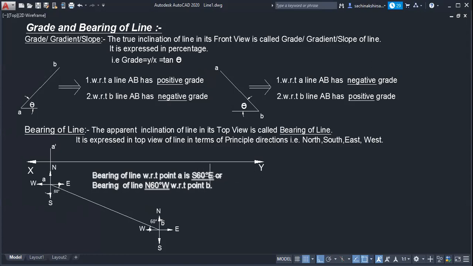And one more, if it is mentioned something like this: bearing of line with respect to point A is south 60 degree east. This is the same. If it is mentioned the same with respect to A, then what will it be with respect to B? N 60 degree west, because it is always mentioned with respect to the vertical. One and the same. The reading with respect to A, south 60 degree east, is the same as the reading with respect to B, north 60 degree west.